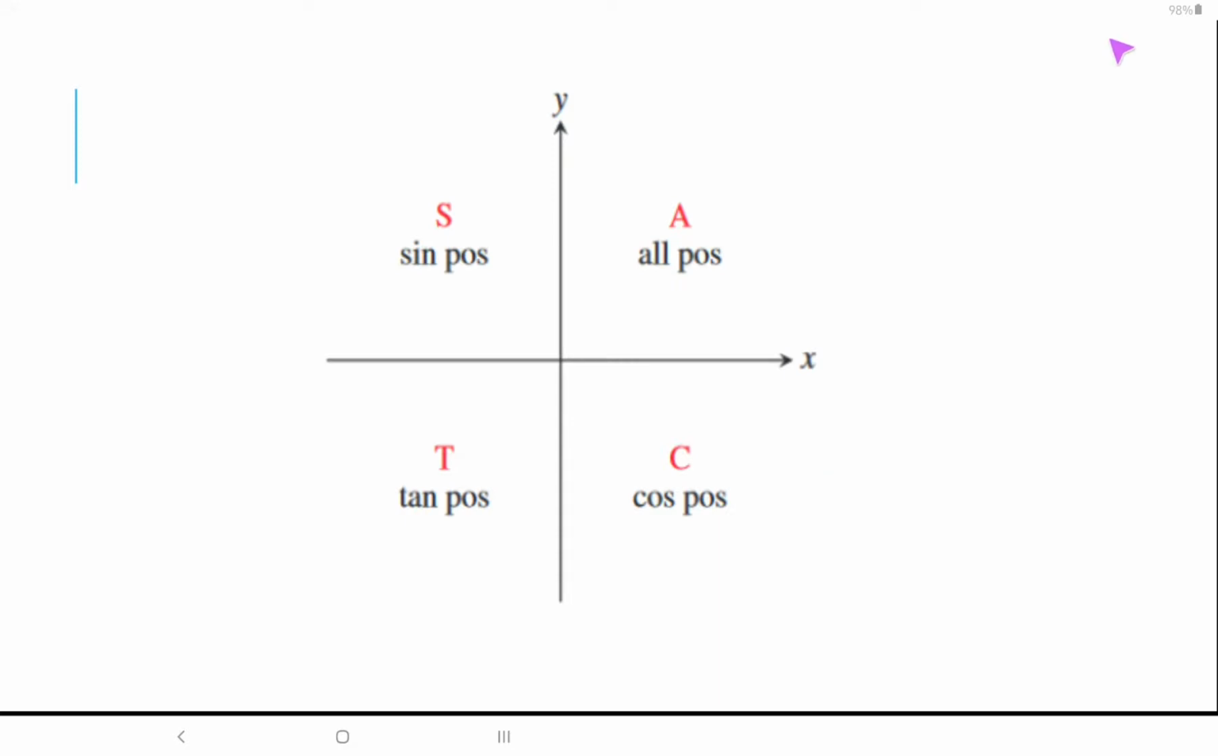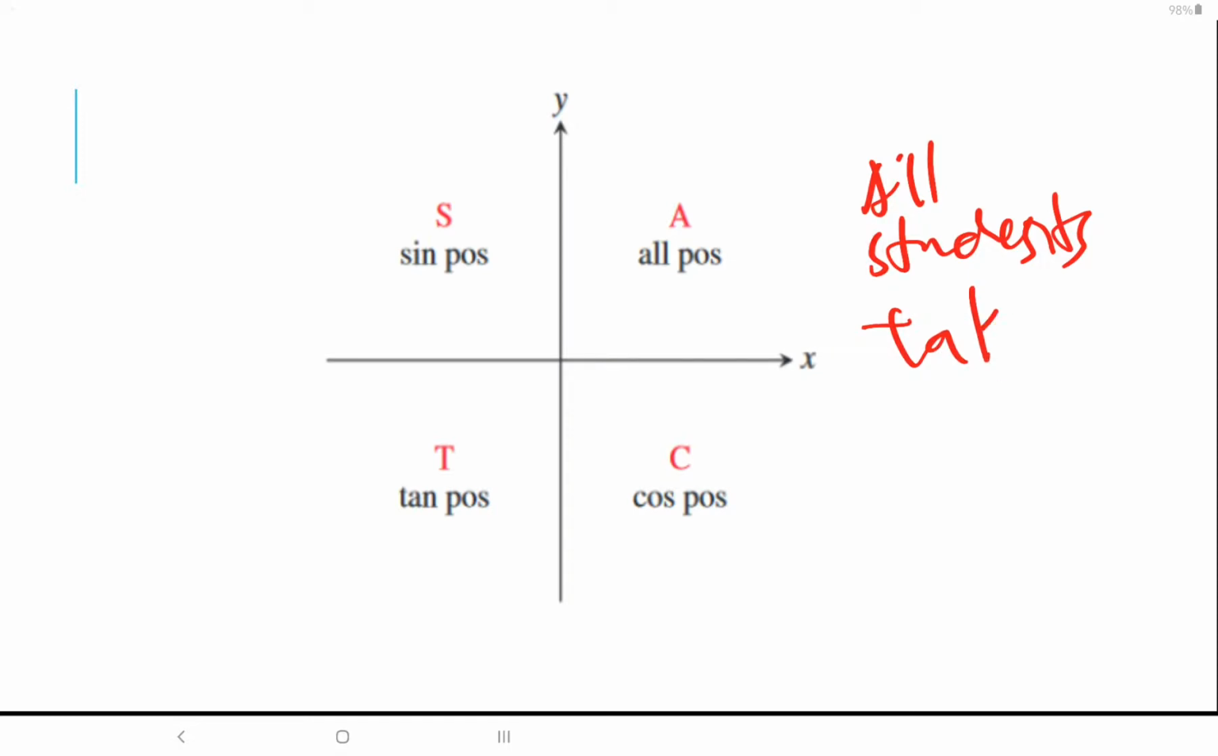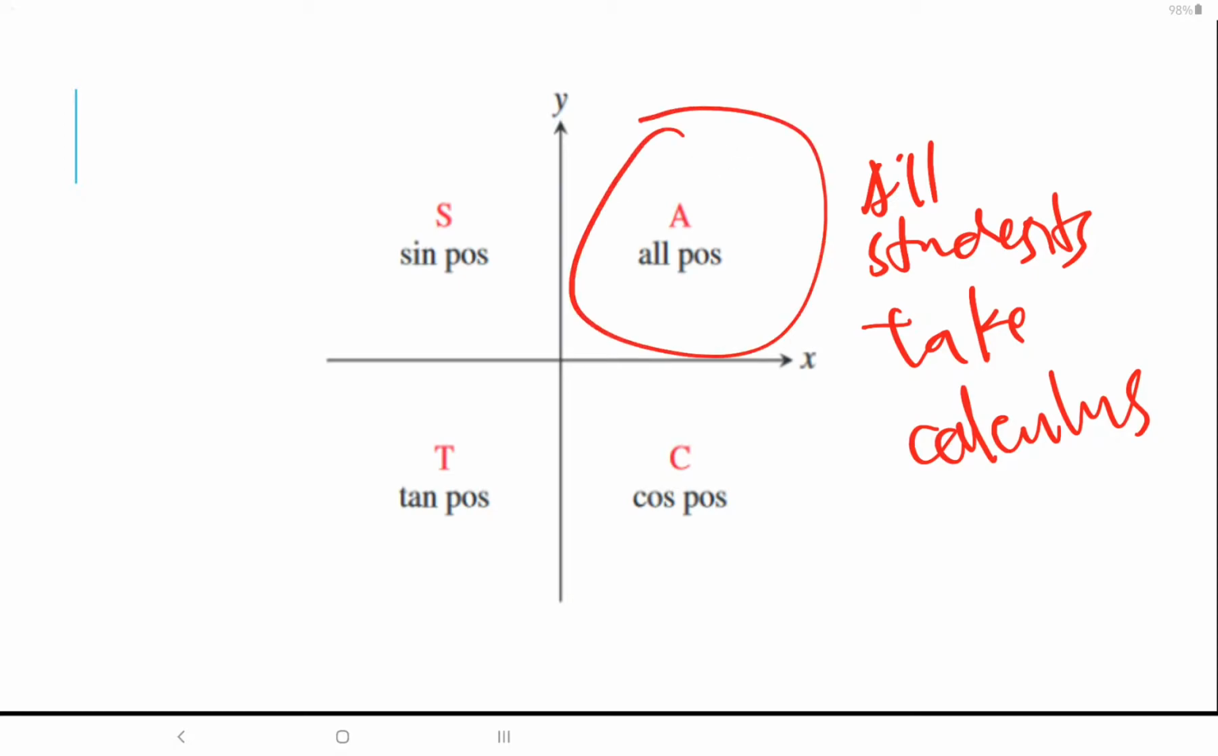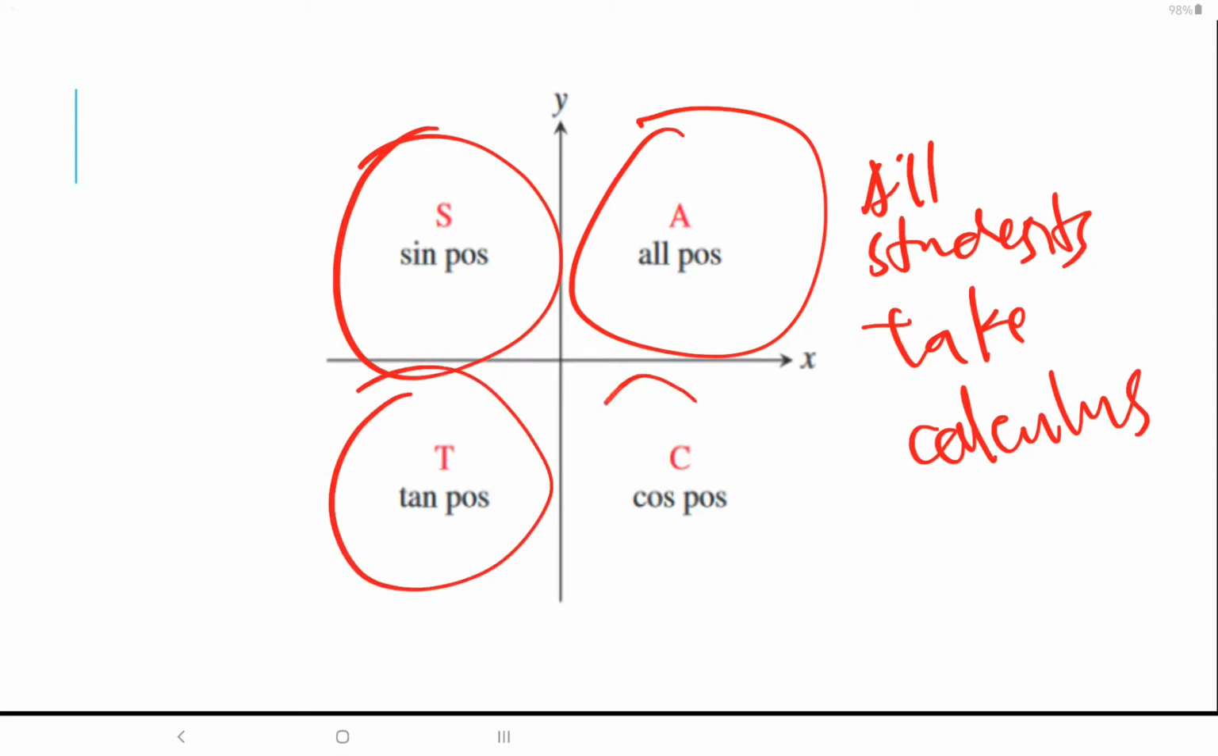Okay, so ASTC rule, as abbreviated, all students take calculus. Okay, so ano bang sinasabi ng ASTC rule na to? ASTC rule states, sinasabi niya kung aling functions yung positive sa isang quadrant. Okay? So sa quadrant 1, lahat daw ng trigonometric function natin ay positive. So sa second quadrant, ang positive lang ay si sine. Sa third, si tangent. And then sa fourth ay si cosine.